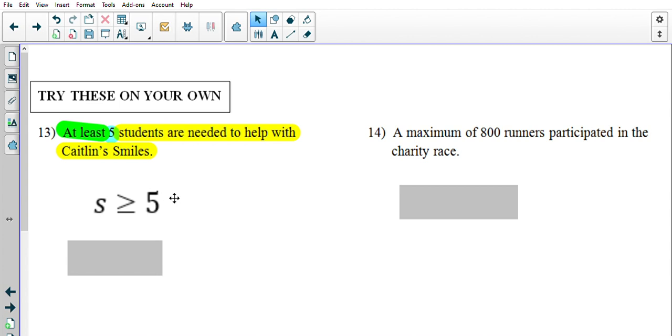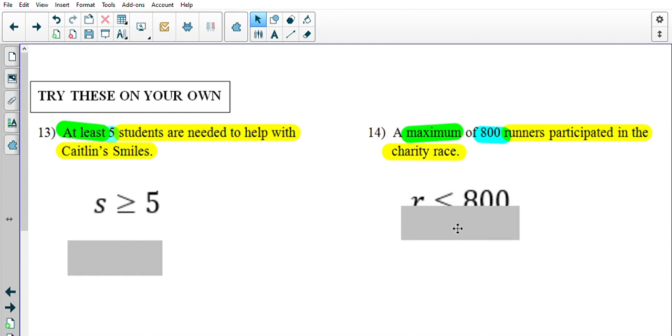Number 14, a maximum of 800 runners participated in the charity race. We're looking at the number of runners who participated in the charity race. Our phrase for our inequality is maximum, and of course we have the number 800. So we want the number of runners R. Maximum is less than or equal to, so R is less than or equal to 800.